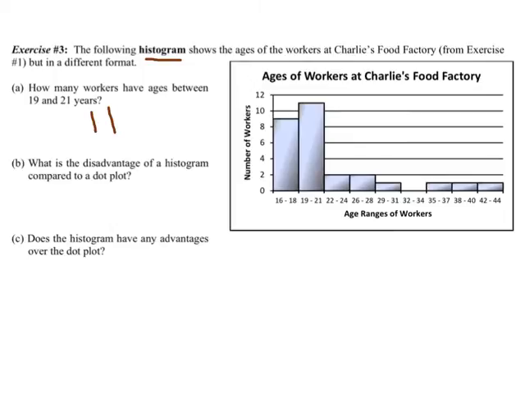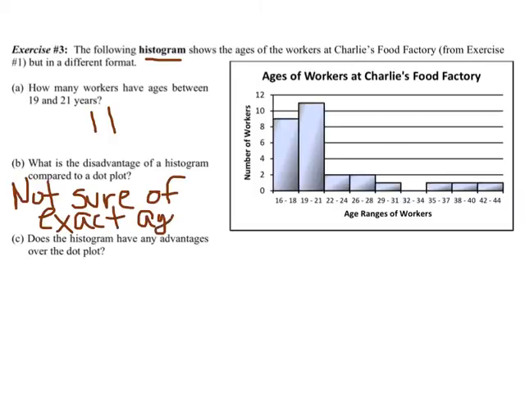Well, one disadvantage is that you're not exactly sure what their ages are. So that's the disadvantage: not sure of exact ages. And that's because they give you ranges of their workers. So it's between 19 and 21. So you don't know how many people are 19, 20, or 21.